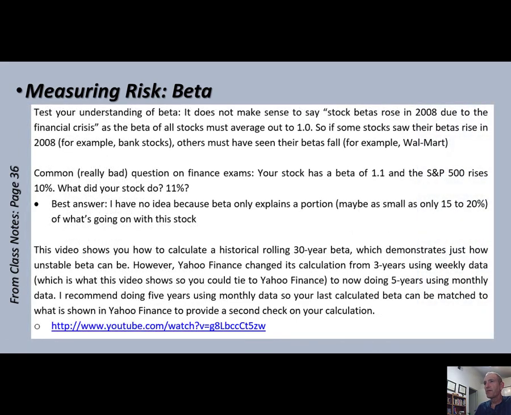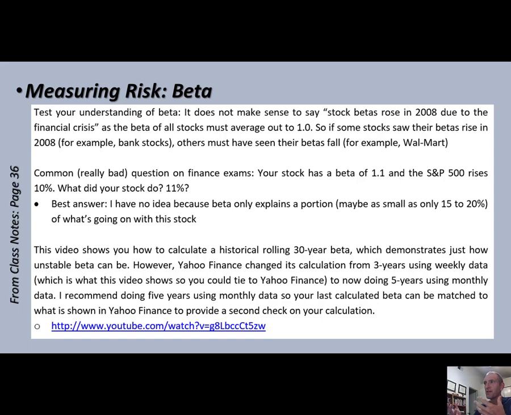Now, these are some statements I've heard historically that show a lack of understanding of what beta means. So you might hear someone say, stock betas rose in 2008 due to the financial crisis. Well, that doesn't make sense. Why? Because the beta of the stock portfolio, of the stock market, must be 1 by definition. And if the beta of the stock market is 1, that means the average beta of all the stocks in the market must be 1. Remember, the beta of a portfolio is just the weighted average betas of the individual stocks. So if the stock market's beta is 1, then the average stock beta is 1.